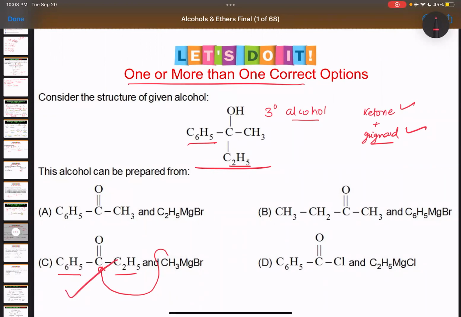Can A be the answer? Yes, sir. Sir, why can't B be the answer, sir? Yeah, this can also be the answer. Yeah, this can be the answer. D can't be the answer.